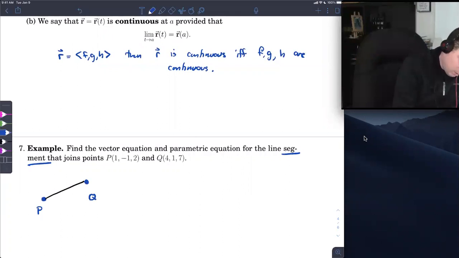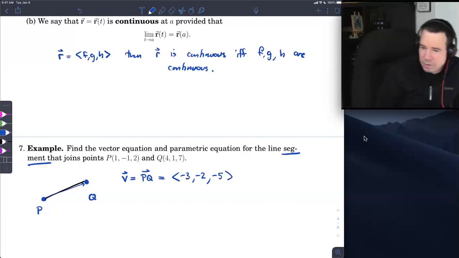Well, the first thing to do is to get a vector that points in the direction of that line segment. So that's what we'll call V, and that's going to be from P to Q. So that's going to be 1 minus 4, or negative 3, negative 1 minus 1, that's negative 2, and 2 minus 7, that's negative 5. Oh, I got all negatives there. Maybe I should have gone from Q to P and done the opposite. Doesn't matter. I've got a vector now that points in the direction.